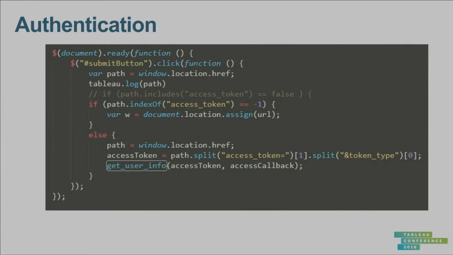And this is the actual code that I wrote to handle the OAuth process. Clicking a button inside the Web Data Connector allows the user to log in. And once they do so, Spotify appends the access token onto the end of the URL itself. My code is then responsible for pulling that access token off the end of the URL and using it to authorize all future requests, so all of the different requests I was making to the Spotify API.